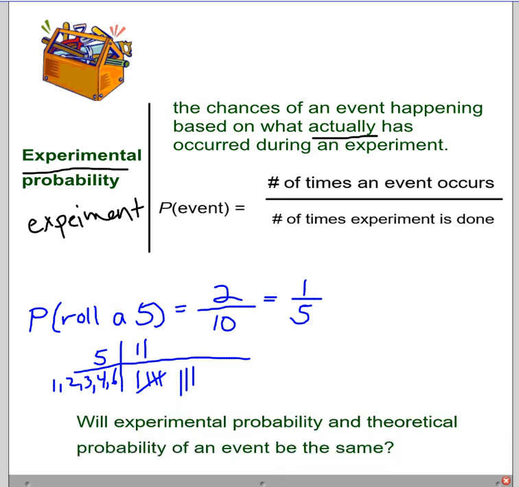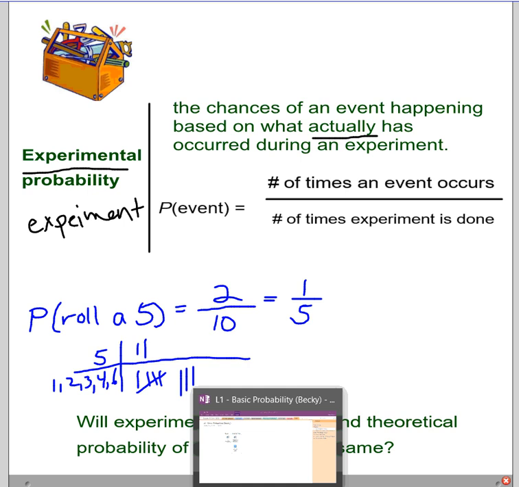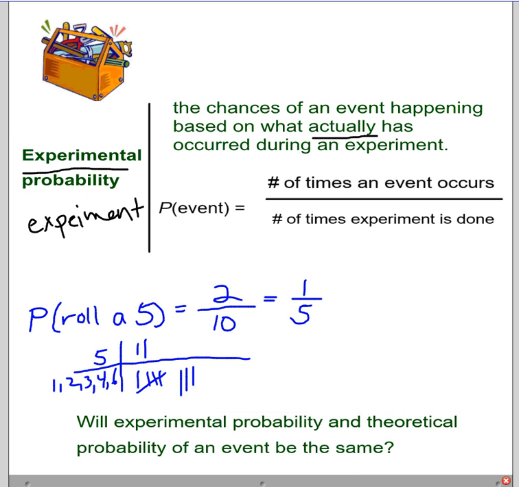Okay, next question for you. Will experimental and theoretical probability of an event be the same? Well, if I were to ask you what's the theoretical probability of rolling a 5, hopefully you learned before that that should be 1 out of 6. So were they the same? In this case, they weren't. The experimental probability was 1 out of 5. The theoretical probability is 1 out of 6. They're going to be pretty close, but they're not going to be exactly the same.